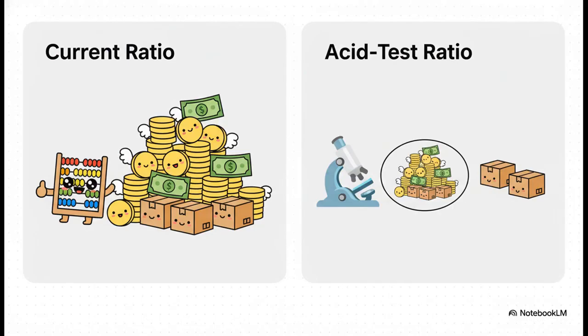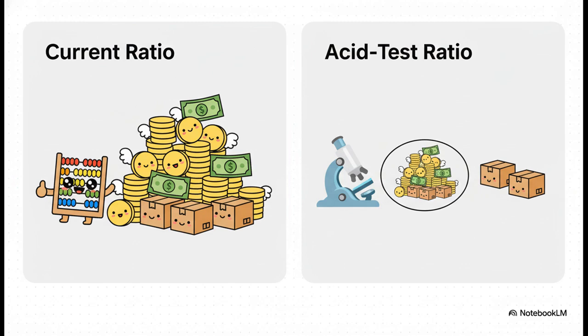See, the huge difference here is that the acid test ratio yanks inventory right out of the equation. And that's so important because turning inventory into cash isn't always quick or easy. Imagine a fashion retailer with last season's clothes. So this gives you a more conservative, maybe more realistic view.